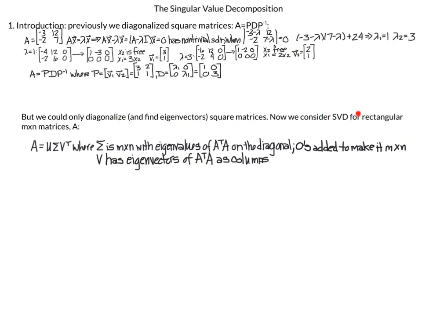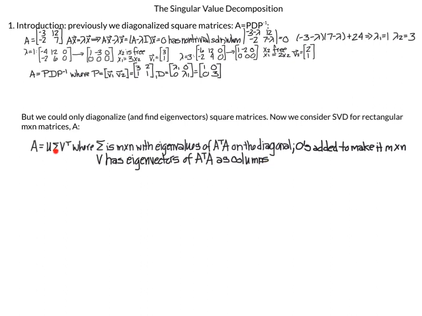So now we're going to consider a singular value decomposition for rectangular matrices, m by n matrices. What we want is to decompose A into the multiplication of three matrices: a matrix U, a matrix sigma, and a matrix V transpose. Similarly to our diagonalization, V is going to be the matrix of eigenvectors, but the eigenvectors are not going to be of A, because A is not square. We can't find the eigenvectors of A, but A transpose A is square. So we're going to take the eigenvectors of A transpose A.